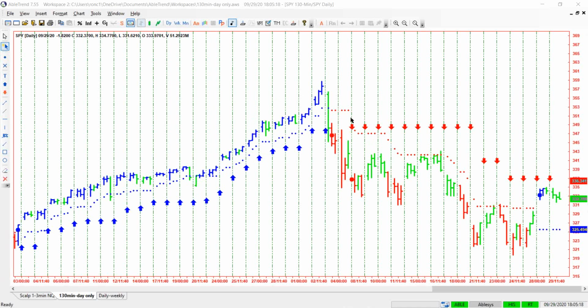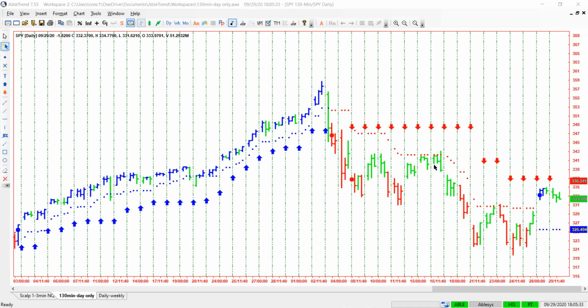As you can see, the software is telling us we're in a downtrend. Red arrows, red dots, red and green bars. Downtrend, just follow the dots. I keep saying it, but that's the most important thing on the chart, the small dots. They give us the direction, down, down.